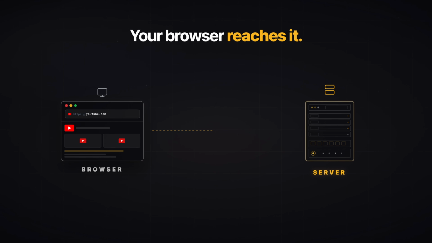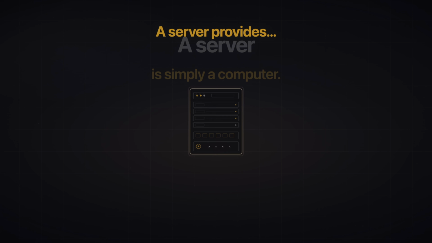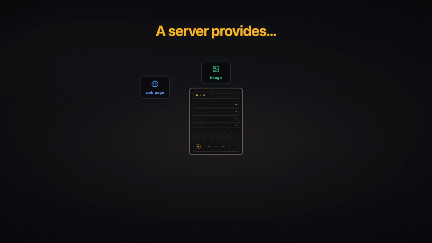A server is simply a computer that provides something to other computers. That something could be a web page, an image, a video, a file, an API response, or data from a database. The important idea is this. A server waits for requests and sends back responses. This is called the client-server model.